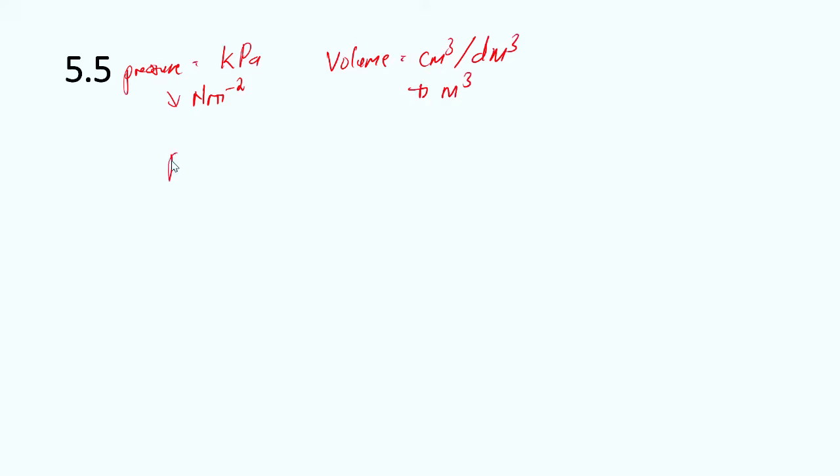Now, if we multiply P times V, we would obviously have to multiply the SI units here. So Newton per meter square, and then multiplied by meters cube.